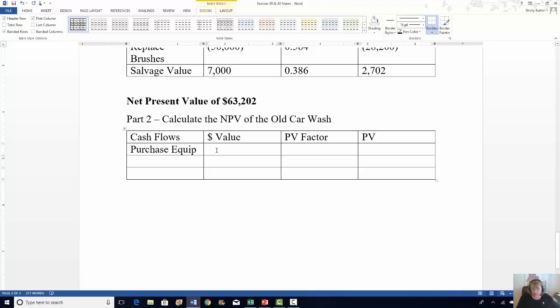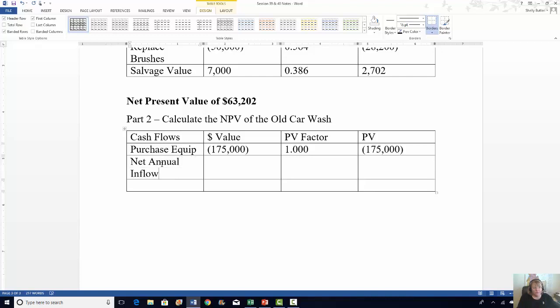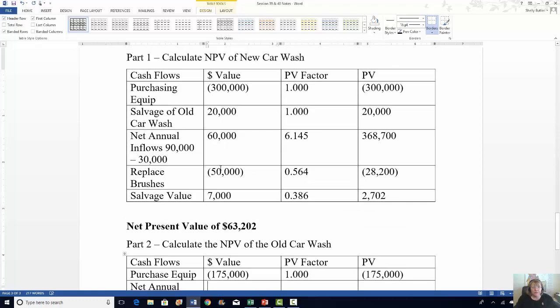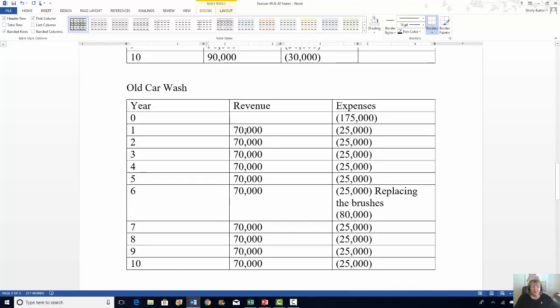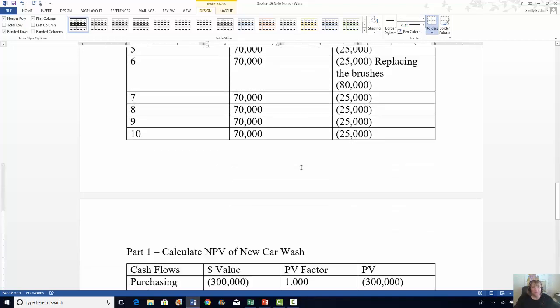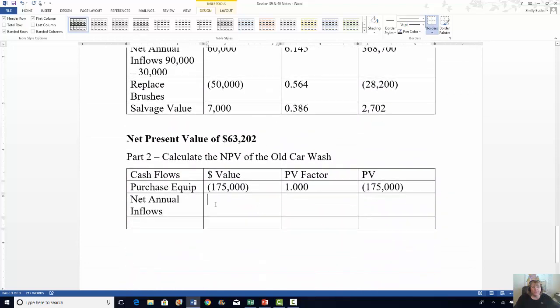Okay, purchasing the equipment is $175,000. Present value factor is 1. So the present value of that outflow is 175. And then the net annual inflows. And going back up to our basic information, we have $70,000 revenue, $25,000 in expenses. That's going to give us a net annual inflow of $45,000.